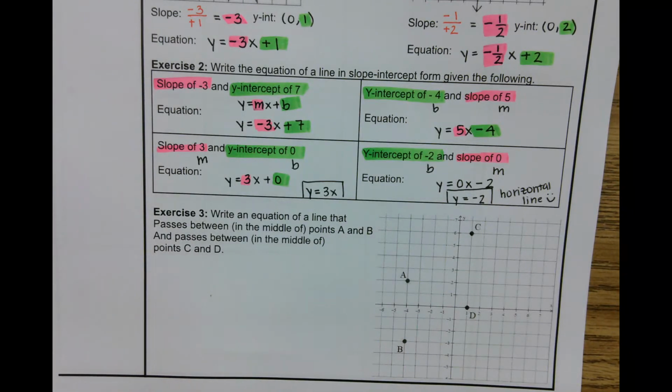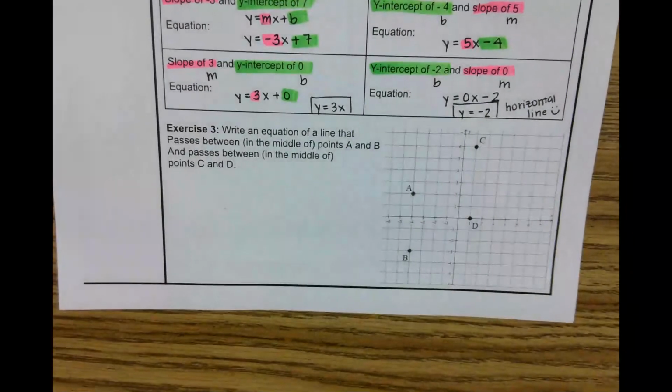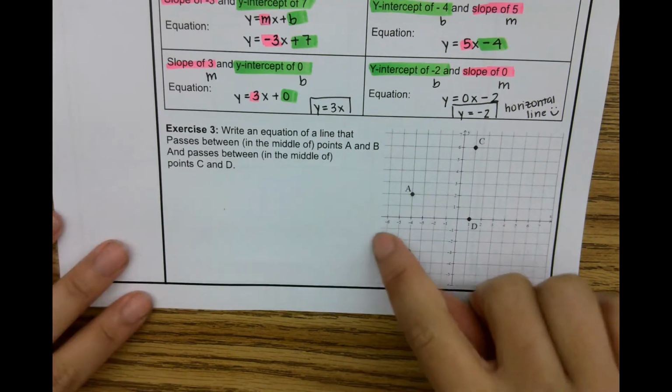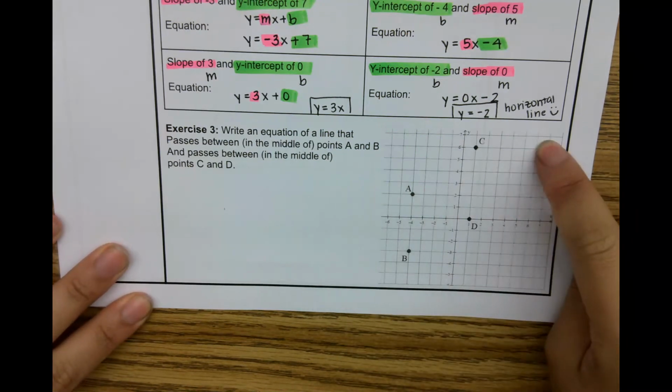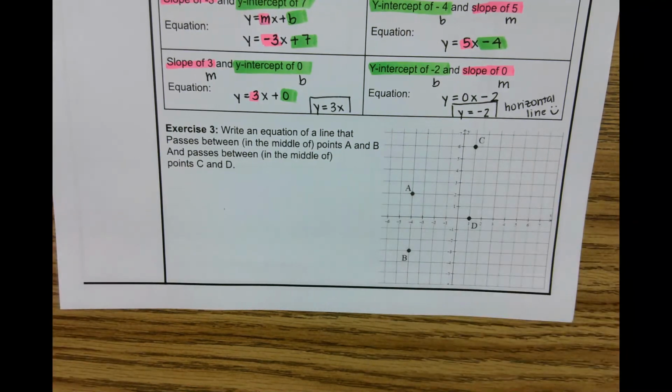And so here's the next thing, just to get us thinking a little outside of the box. Here I want to write an equation of a line that passes between, so in the middle of, A and B, and passes between C and D. The easiest way to do this is probably just to graph a line. There are so many different answers. So I'm actually going to do 3 different ones for us.